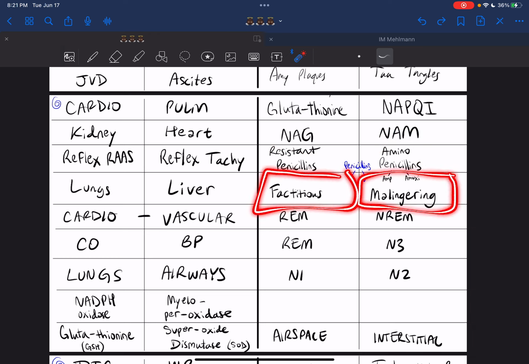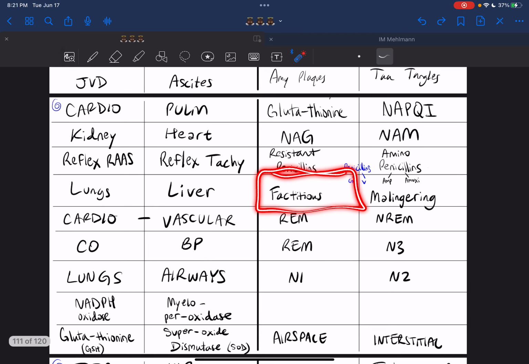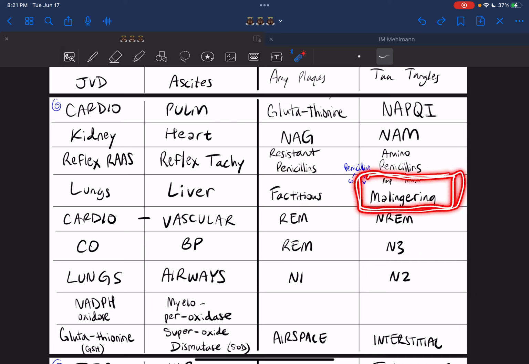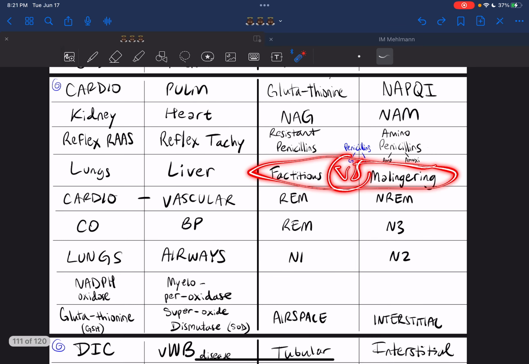Factitious versus malingering. The two types of faking, lying, pretending. Factitious is when somebody's purposely going to the hospital pretending to be sick. Malingering is when they're doing it for secondary gain. Versus factitious, I don't even remember exactly the distinction, but it's important to know. So that's a pair, because they're similar, but there's one distinction.